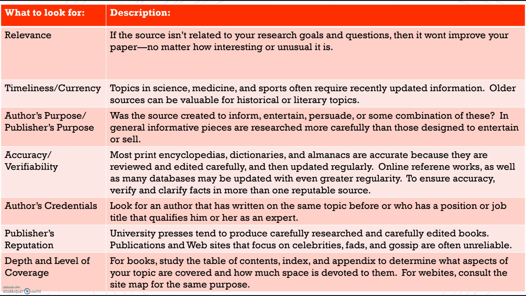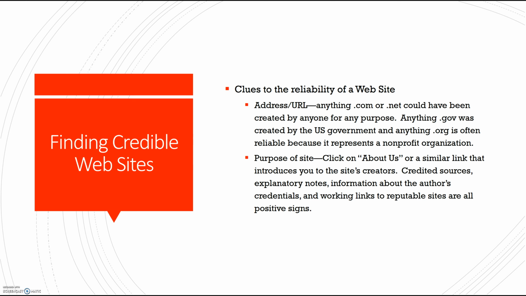All right, depth and level of coverage. So for books, study the table of contents, index and appendix to determine what aspects of your topic are covered and how much space is devoted to them. For websites, consult the sitemap for the same purpose. Did they just spend 2 sentences of 9 pages talking about what you're trying to pull from it? Or did they spend 7 pages of 9 pages talking about that one topic? It makes a difference about how much time was actually dedicated to that particular information that you want to use.